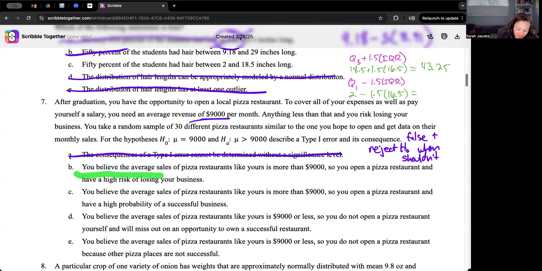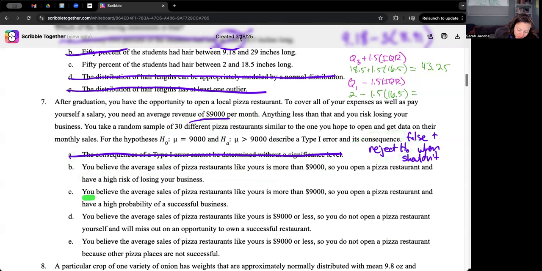B, you believe the average sales of pizza restaurants like yours is more than $9,000. Okay, so we're just going to take this in pieces. You believe the average sales is more than $9,000. That would mean we're in this realm. So we have evidence that we can reject the null. So we're going to leave that on the table because in order to have a type 1 error, we have to reject the null.